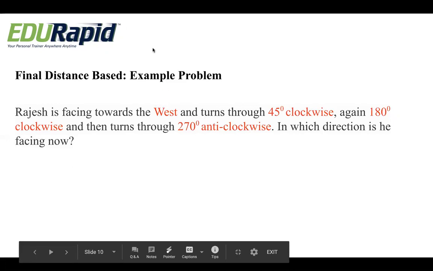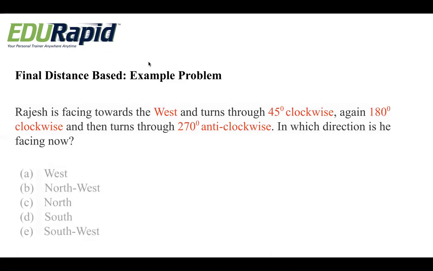So here we went over the direction concept. We went over what is clockwise and anti-clockwise. So what the question is asking is, Rajesh is facing towards the west and turns 45-degree clockwise. Again, 180-degree clockwise, and then turns 270 degrees anti-clockwise. In which direction is he facing now? The given options are west, northwest, north, south, and southwest.